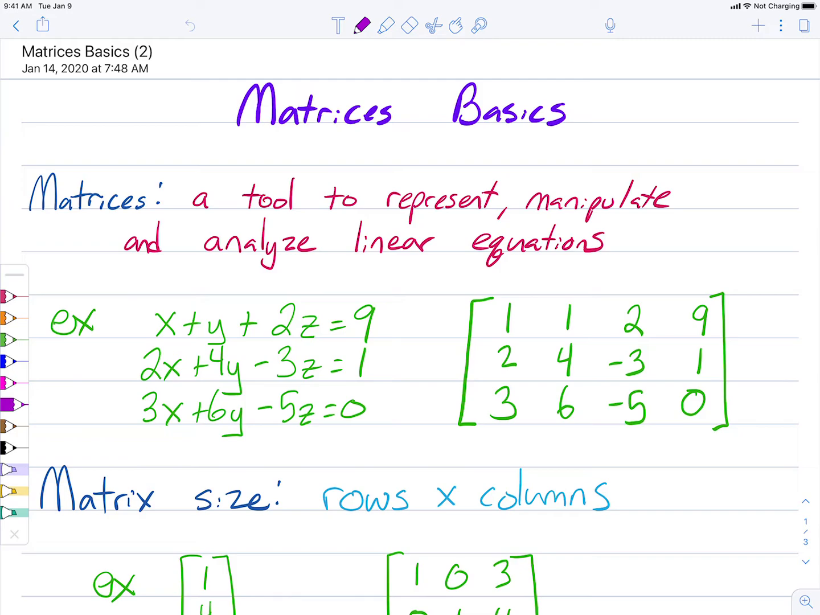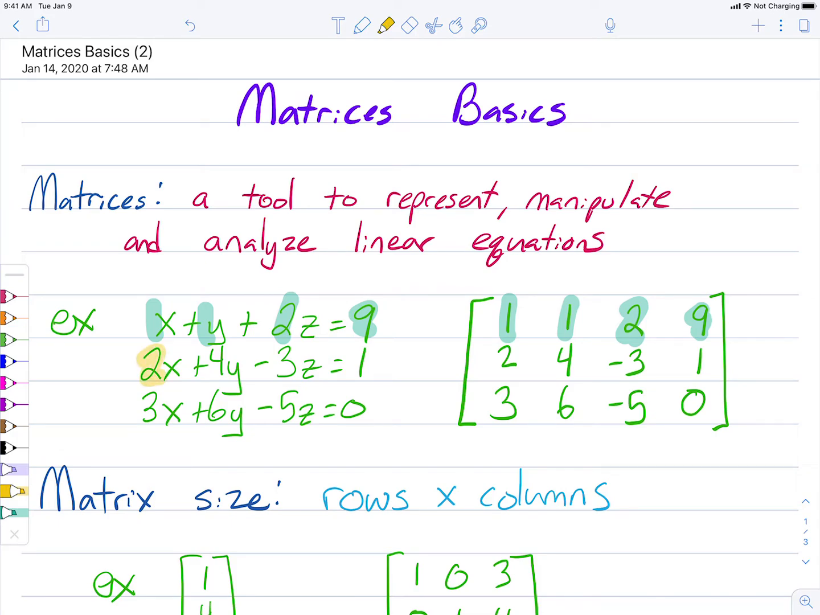One of the nice things about a matrix is you can take a fairly complicated looking system of equations like this one that has 3 variables, x, y, and z, and you can actually represent it as a matrix. So if you'll notice, the coefficients are the numbers that are in the matrix. So the coefficient of x is a 1, coefficient of y is a 1, coefficient of z is a 2, and it equals 9. So that's how the first row was created.